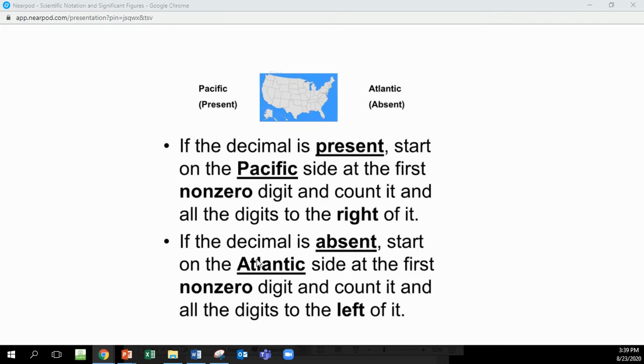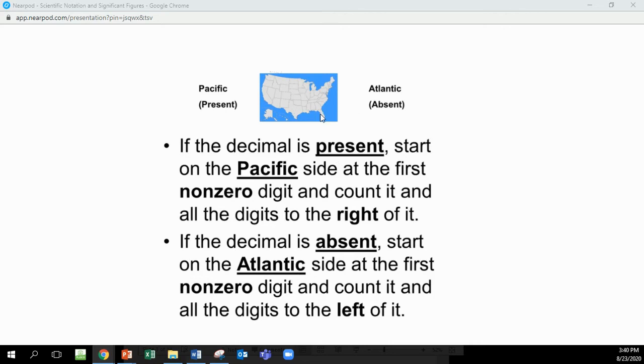If you have a number and the decimal is absent, you're going to start on the Atlantic side. The Atlantic side is on the right. From the first non-zero digit, you're going to count all the digits to the left of it.